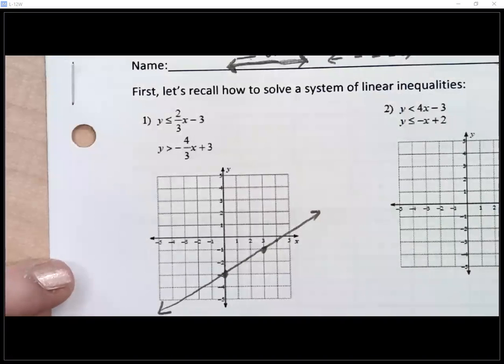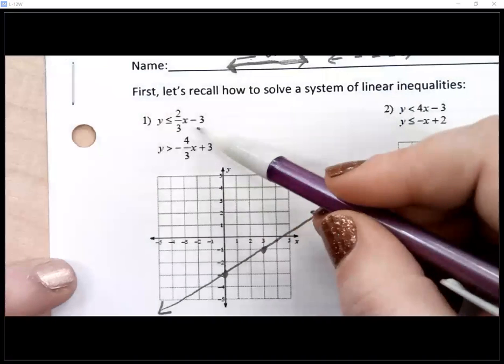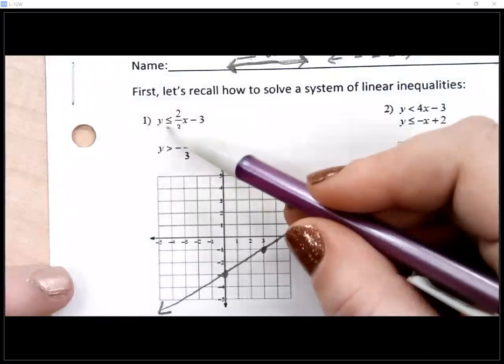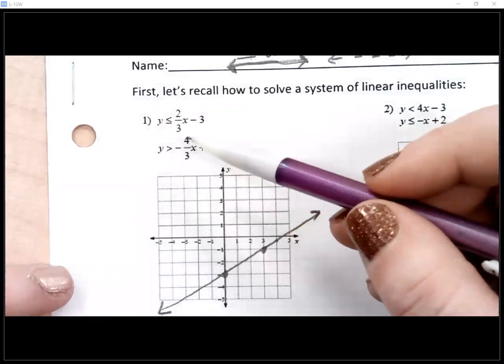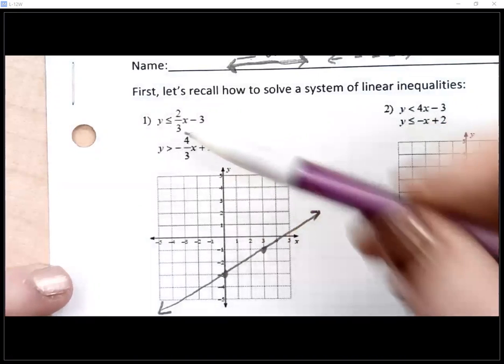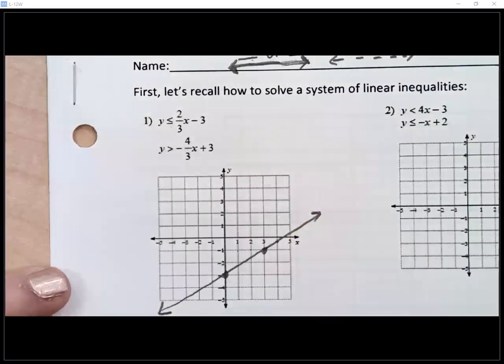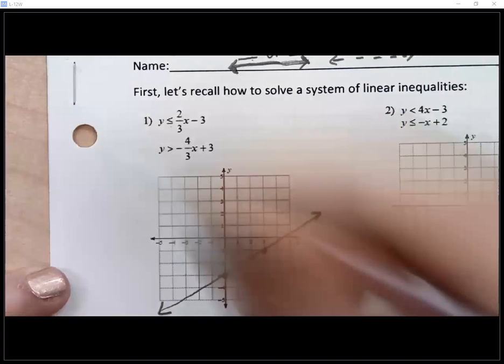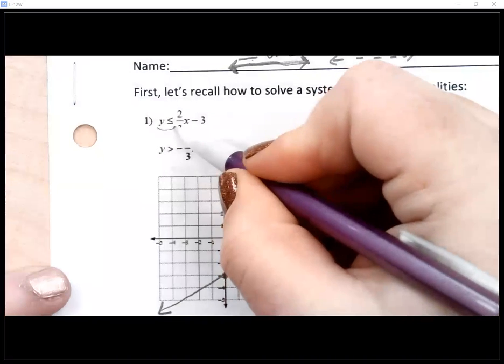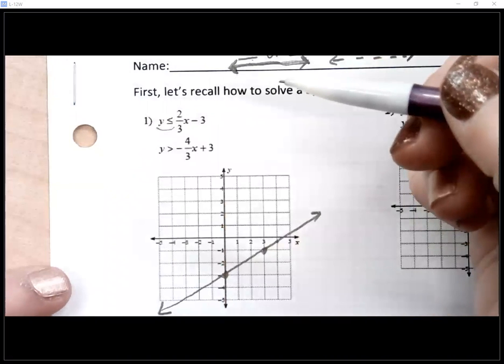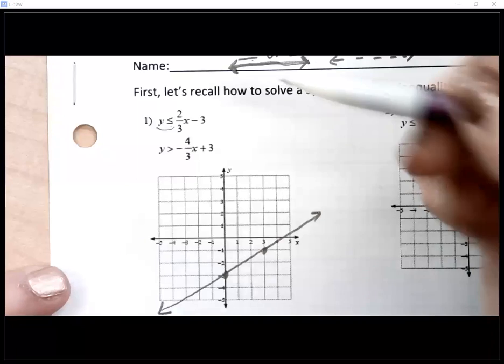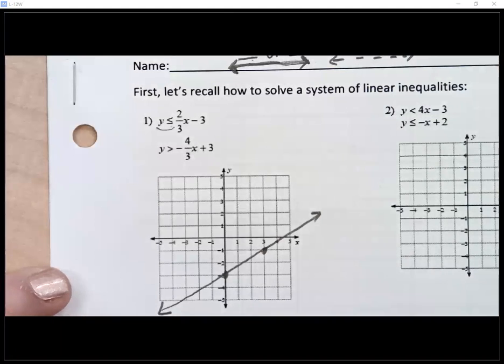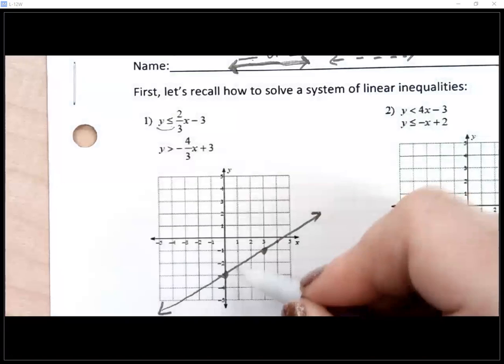So the other part of this that you need to remember is that when it's an inequality, we're going to shade an entire region. And that region that we shade houses all of the answers that we want to talk about. So if I look at this, it says y is less than or equal to. That means I want to shade below the line because where are the y's less than this? Down below.